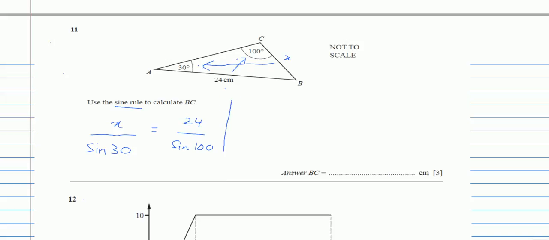I think I will cross this sine 30 up, and this will become x equals 24 over sine 100 times sine 30, and it will be 12.18 and so on, and to three significant figures it will be 12.2. Okay, now question number 12.